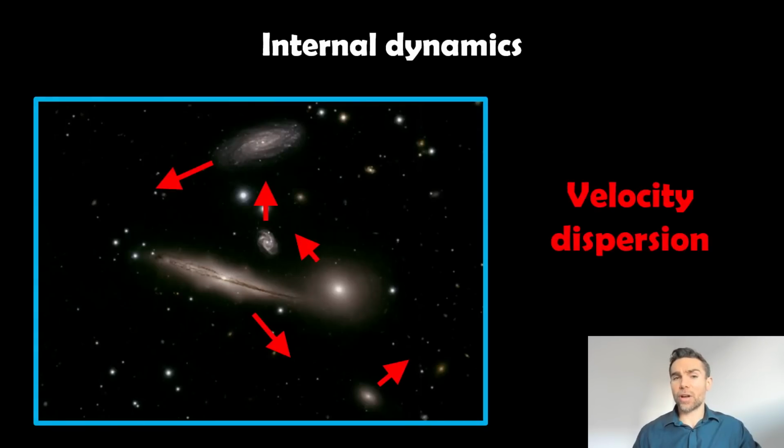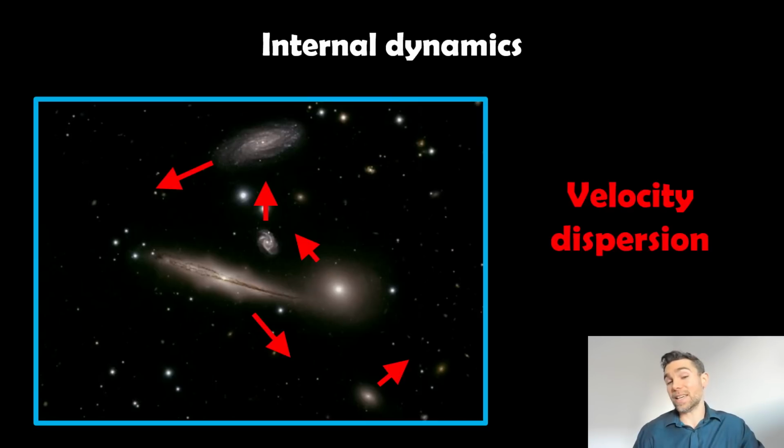Now, internal dynamics is another way that we can classify it. So the internal dynamics is looking at the velocity dispersion. So that's the movement of the galaxies within the cluster, and it's a bit randomized, and that gives us this velocity dispersion. So the distribution of the velocity of the galaxies.